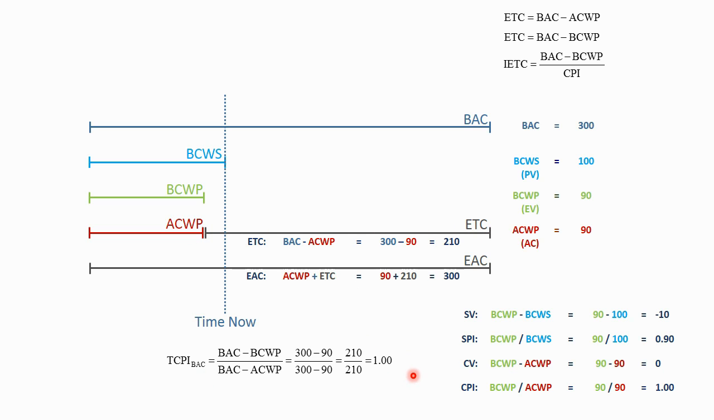210 divided by 210 is 1.0. So in order to come in on budget, this project has to perform at a cost performance index of 1.0. And here's the variance. So this project is behind schedule.